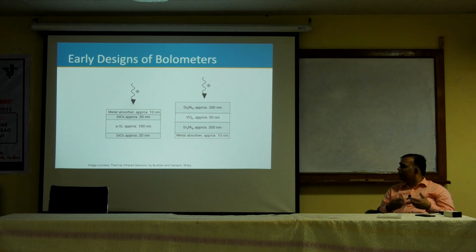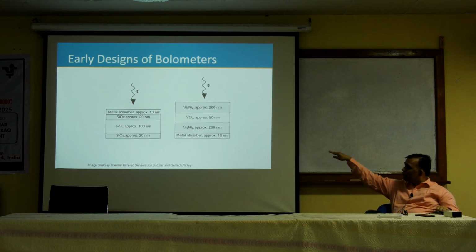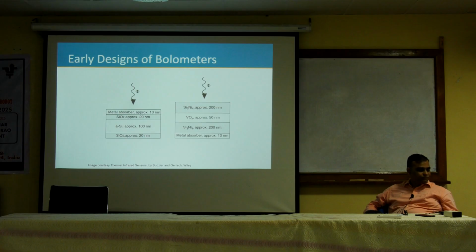And then you could design, if you are designing with amorphous silicon, remember we looked at the temperature coefficient of resistance, silicon was fairly good. And we designed something like a 100 nanometer thick structure which is sandwiched between two dielectrics. So if you look at this structure, you have a metal absorber on top, silicon dioxide as dielectrics, and in between we have amorphous silicon, which is a semiconductor, acting as the sensor. Or people were using some sort of vanadium oxide together with silicon nitride.